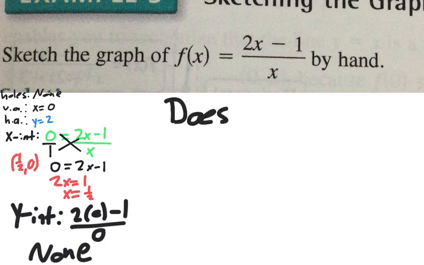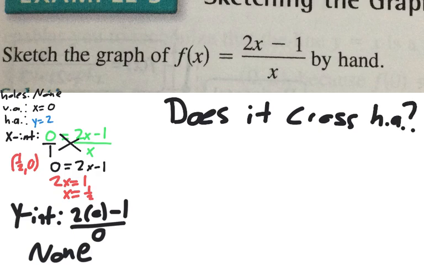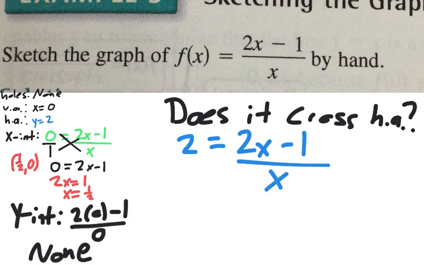Okay, and then this one, does it cross the horizontal asymptote? So what is my horizontal asymptote? It happens when y is equal to 2. So that means it might cross. I plug in 2 for y to find out. Well, where does the y value become 2? So I've got 2 equals 2x minus 1 over x.